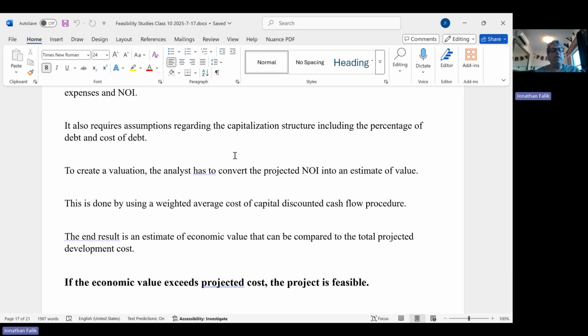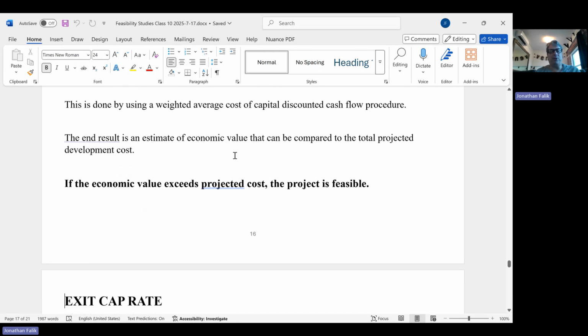And I'm going to show you in the Excel in the second part of this. But if the economic value exceeds the projected cost, the project is feasible. That's the entire class, right? We're spending an entire semester talking about this. If the value is higher than the cost, the project is feasible. And the question is, how do we determine what the value is and how do we determine the cost? The good news is the projected cost for your group project I've given you. That's a defined number. So all you have to determine is the economic value.